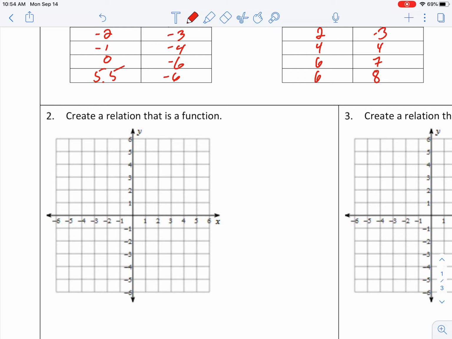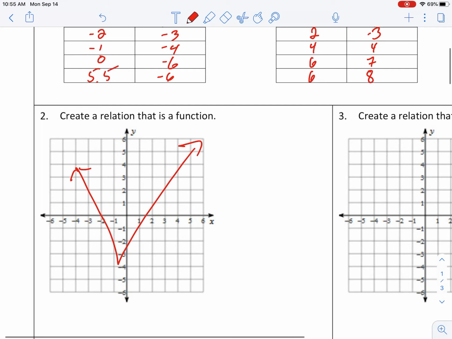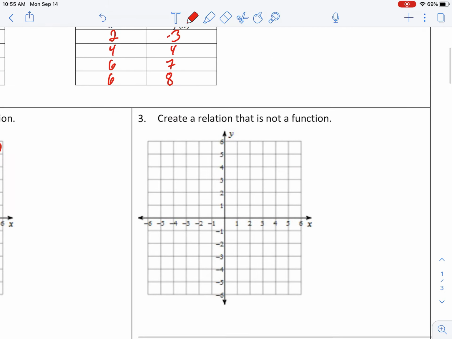Okay, number 2, create a graph that is a function. It can be whatever you want as long as it passes the vertical line test. I'm going to take the absolute value graph we've been looking at. That works. A quadratic graph, that's a function. Whatever you can do to make it a function, okay? So it passes the vertical line test. There's more than one answer here, okay?